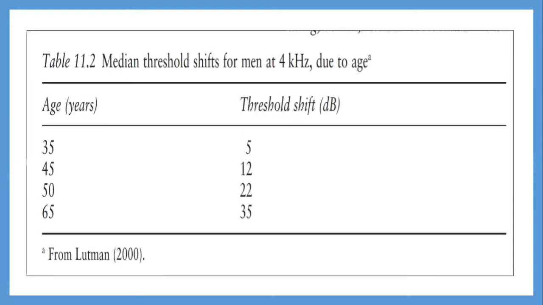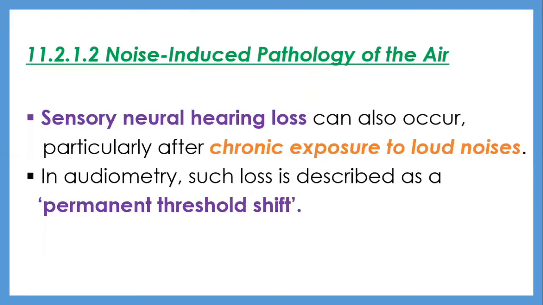Now, as you can see on table 11.2, it gives median age-related threshold shifts for men. Now, as you can see, you have there 35 years old. So the threshold shift, that would be 5 decibels. For 45, that's 12 decibels. For 50 years old, that would be 22 decibels. And for 65 years old, that would be 35 decibels.